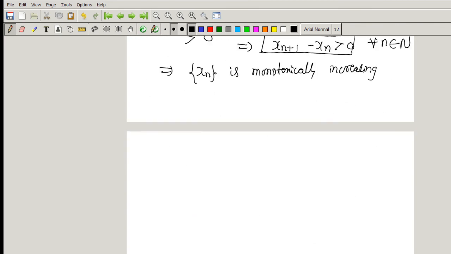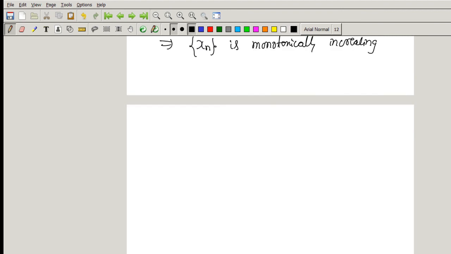So xn is monotonically increasing. Now we have to check whether the sequence is bounded above or not. Given xn is equal to 1 by n plus 1 plus 1 by n plus 2 plus so on plus 1 by n plus n.